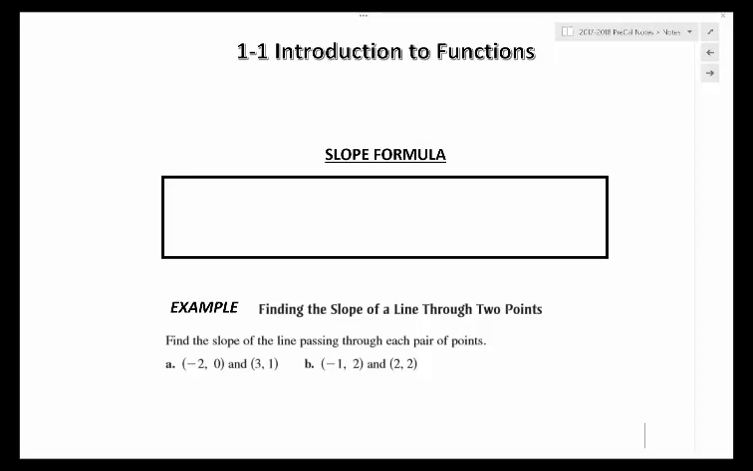The slope formula is defined as slope, or m, is equal to change in y over change in x, which is y2 minus y1 over x2 minus x1. So difference of your y's over your difference of your x's.